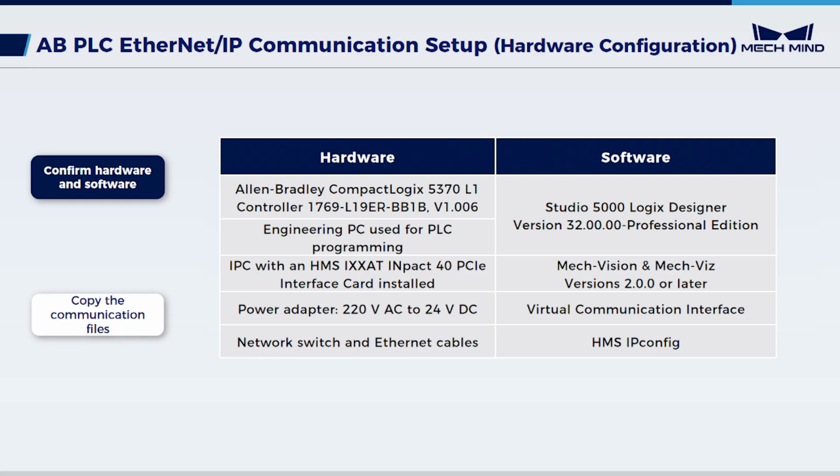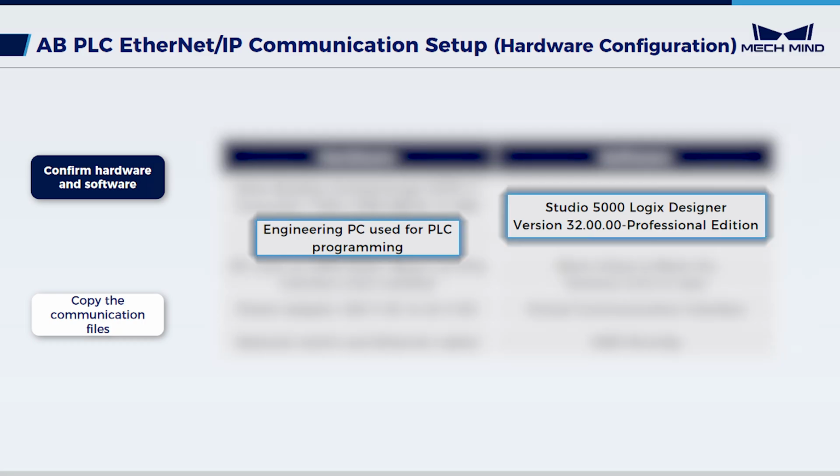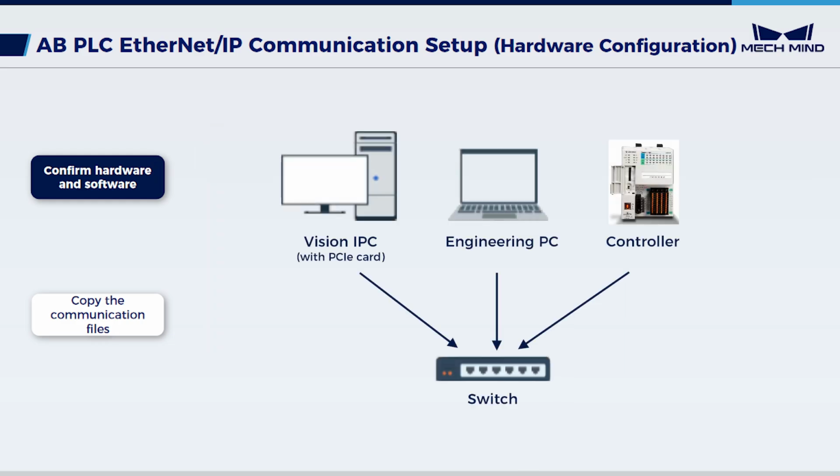Confirm that all required hardware and software are available. The versions and models shown in this video have been thoroughly tested and are recommended for use. When preparing software, pay attention to the installation locations. Then verify the hardware connections. Ensure the Vision IPC, Engineering PC, and controller are on the same subnet and connected to the same Ethernet switch. This ensures proper data exchange over the network.